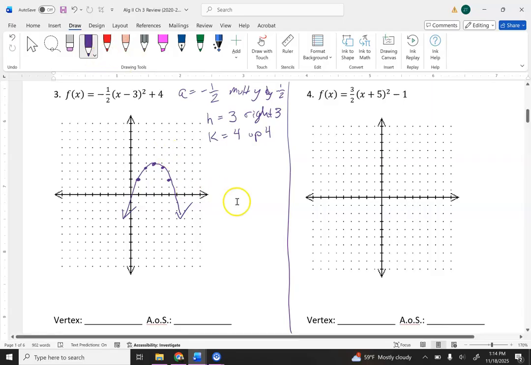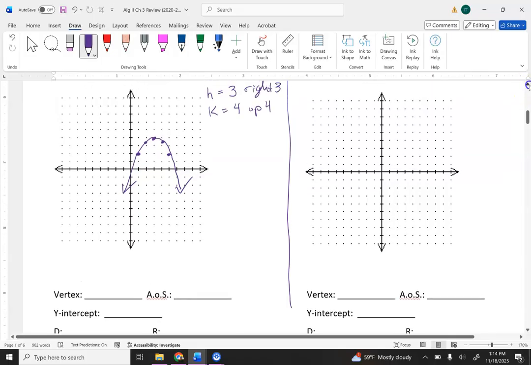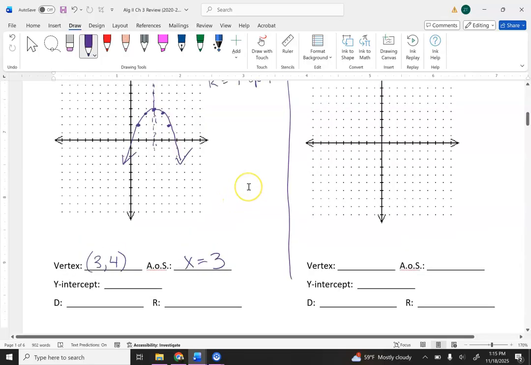All right, so vertex. Now, you might remember this from class. I talked about how you can actually do this transformation stuff a slightly different way. The vertex will always end up just simply being your H value and your K value. The axis of symmetry, once again, will go right through your vertex, so that would be x equals 3. Okay, your y-intercept here, we actually didn't solve the y-intercept yet, so we can do the domain and range. We'll come back to the y-intercept on that.